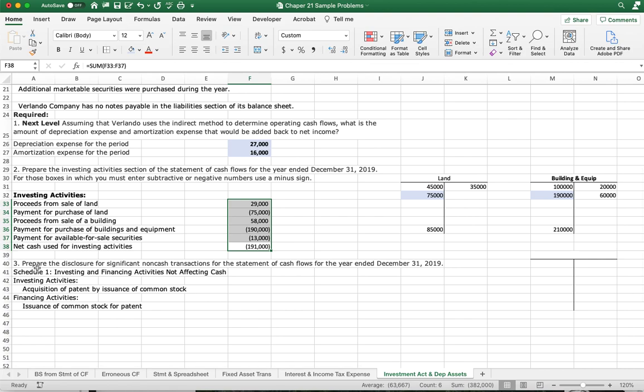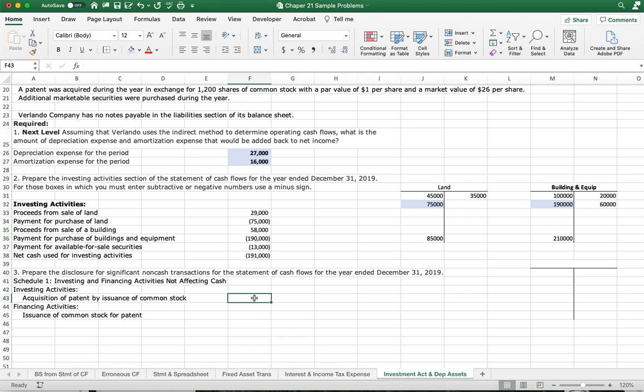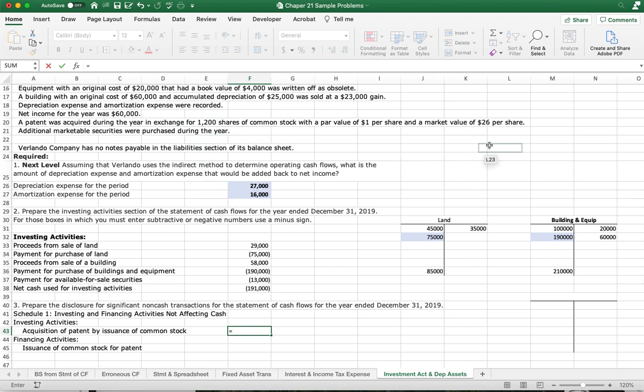Then finally, prepare the disclosure for significant non-cash transactions for the statement of cash flows for the year ended December 31st, 2019, starting with the investing activities and then the financing activities. So the acquisition of patent by the issuance of common stock. And so that will be the 1,200 shares times the 26, and it's reported as a negative. So we'll put negative 1,200 times 26. And then the financing activities, the issuance of common stock for the patent will be the same 31,000, just reported in the positive.